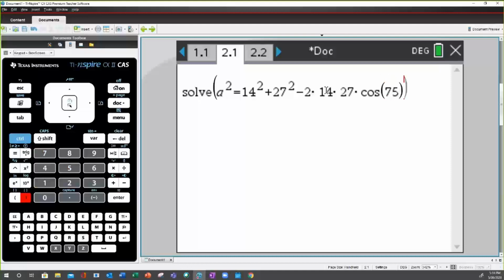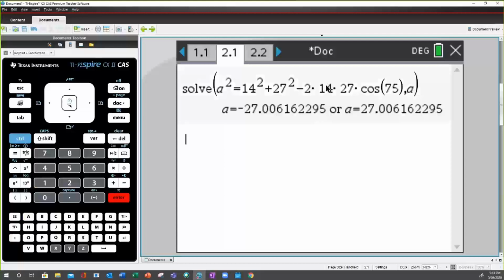Now, because our calculator is already in degree mode, we don't have to tell it that's a degrees value. And we're solving for A, so we have to tell it what to solve for. Press enter. As you can see here, the calculator spits out two possibilities, and it gives me the fact that it could be negative 27 or thereabouts, or positive 27. Using your common sense, you can determine that length x should be positive 27. Now, this is just simply using a calculator page, which you should all be familiar with by now.